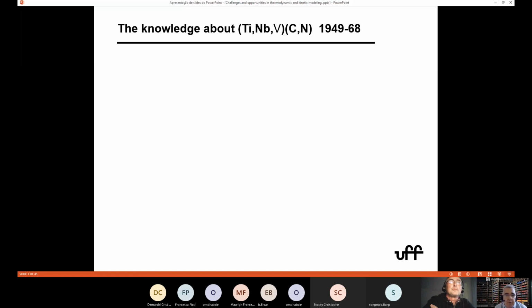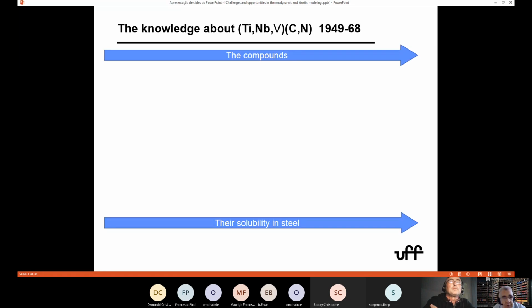So if we go back to the 50s, that's when people started studying these compounds, and a lot of them were studied because they were very hard and high temperature compounds. And so there's two lines actually, if you look. There's one line that is very much related to the compounds themselves, and the other line relates to the solubility of the compounds in steels.